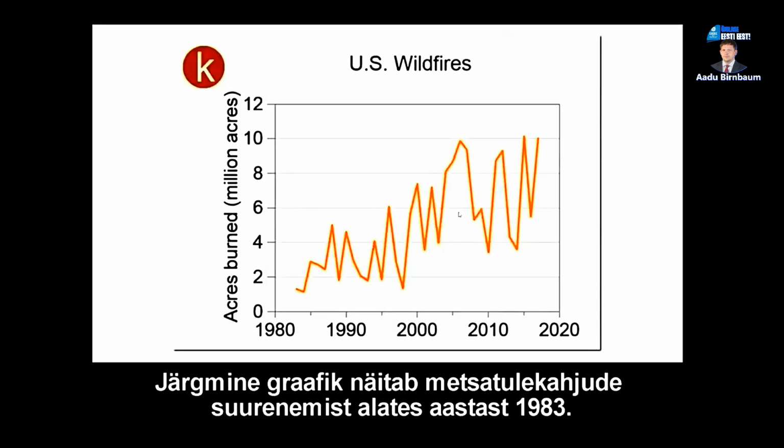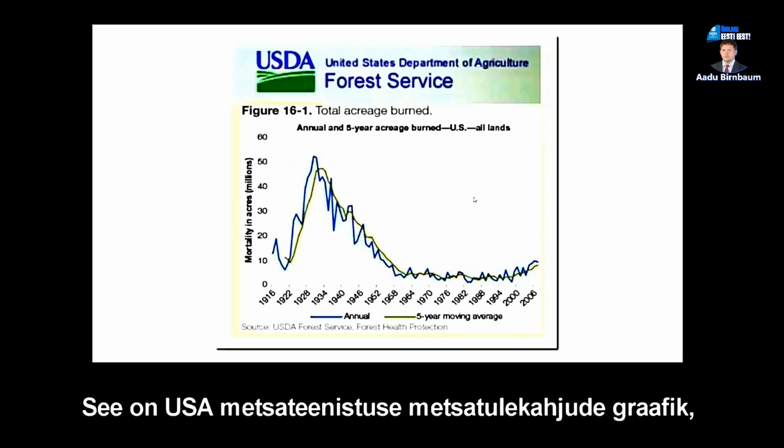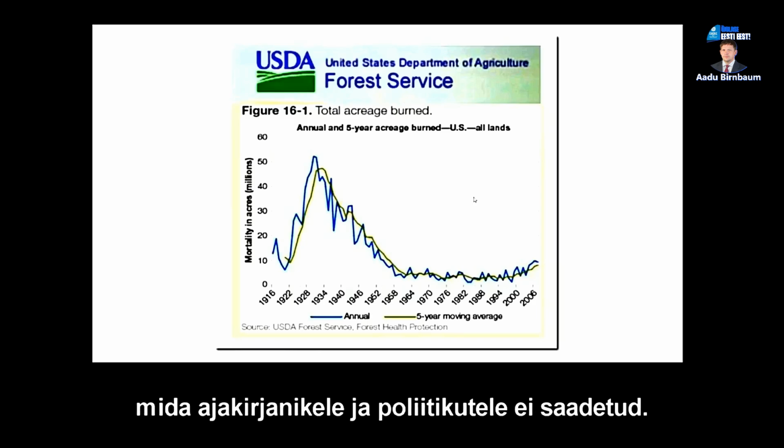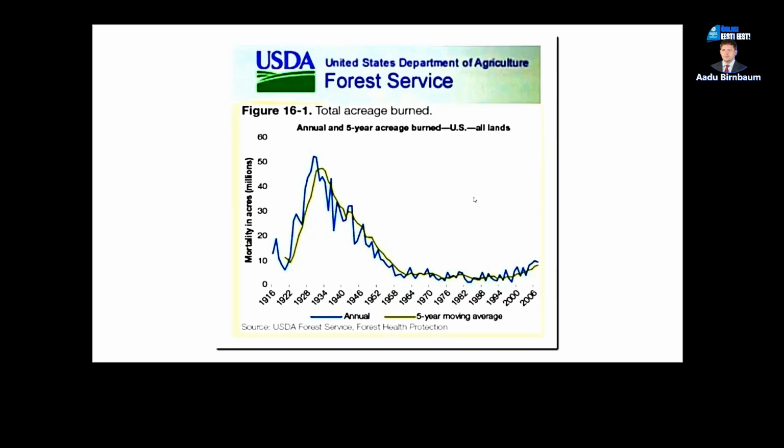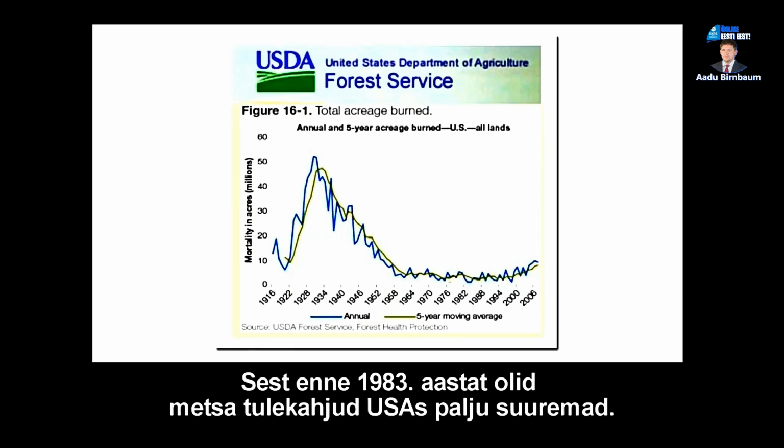This next graph is the one which shows wildfires increasing in the U.S. since 1983. And this graph of U.S. forest fires from the U.S. Forest Service is the one which didn't go out to journalists and politicians. And you can see why they hid all the data before 1983, because there was a lot more burn acreage in the United States prior to 1983.